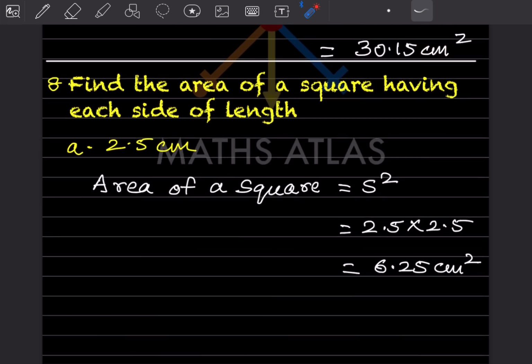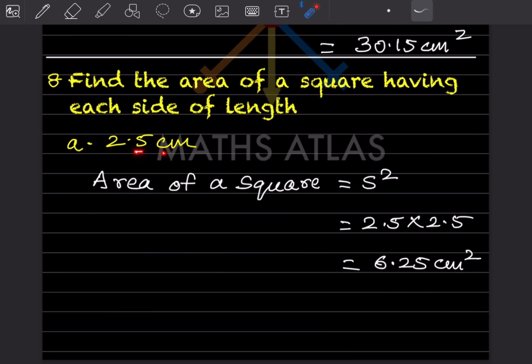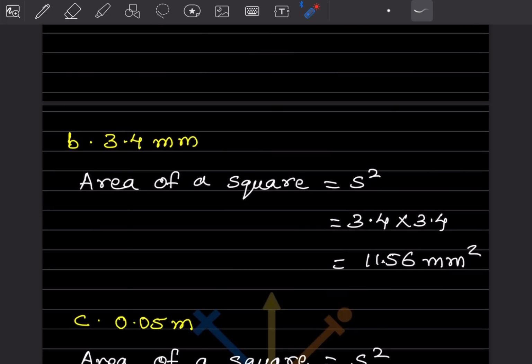Find the area of a square having each side of length 2.5 centimeters. So area of a square, that is S square, or you can write S into S. So here it is given 2.5 because square has all the sides equal. So 2.5 into 2.5, 25, 25 is a 625. So 1 plus 1, that is going to be 1, 2, and then a point. 6.25 area, that will be centimeter square. Same here, this is 3.4, but this is in mm. So you're going to multiply twice, that will be 11.56 mm square.